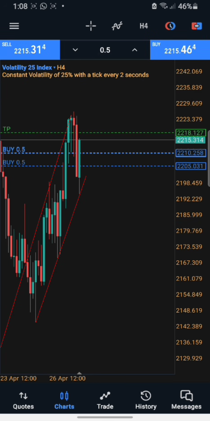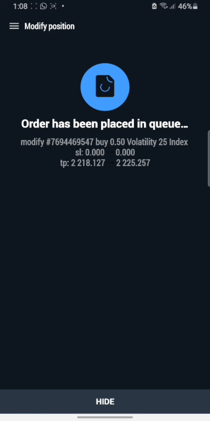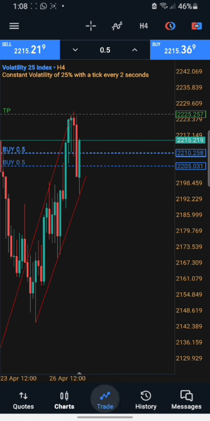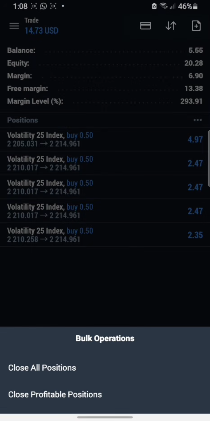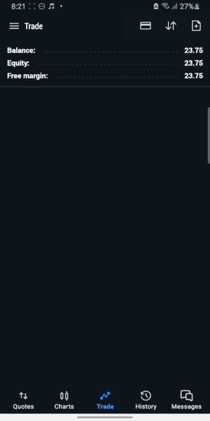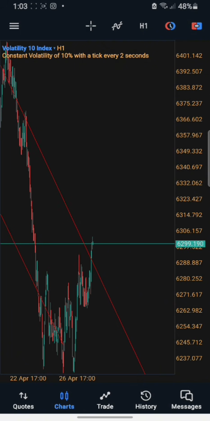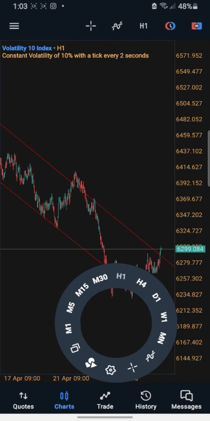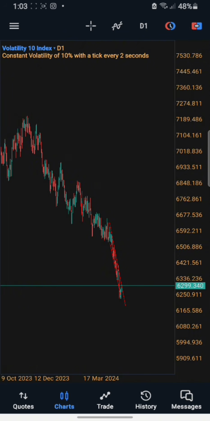Now in $16 profit, as you can see, the market is still going high. So we adjust the take profit to that area of resistance that I was talking about, and now we close. We're in $23 equity. So let's see how much you can get, and if we can get another trade. Now we visit the volatility 10.